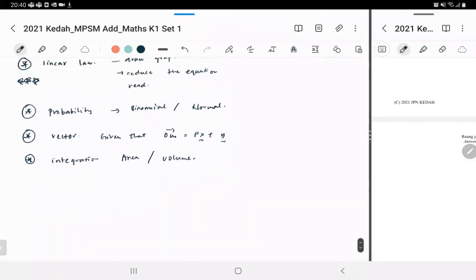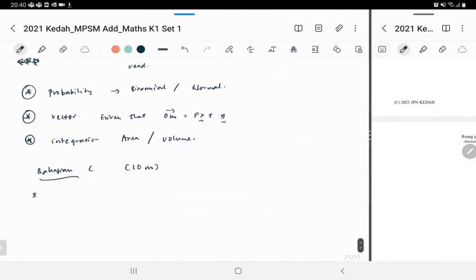And then for Bahagian C, it is 10 marks questions also, and it's kind of fixed too. Index, 10 marks certainly will come up. Kinematics question, if you still remember velocity, acceleration and displacement. And then also inequality. I see from the state papers, these 3 topics are fixed already.